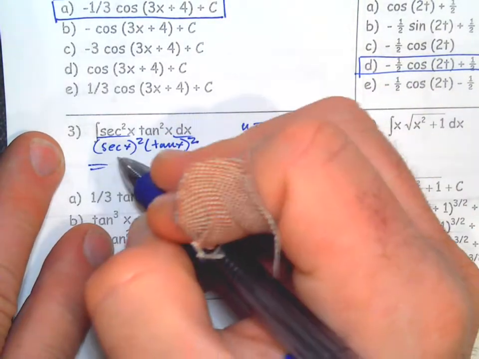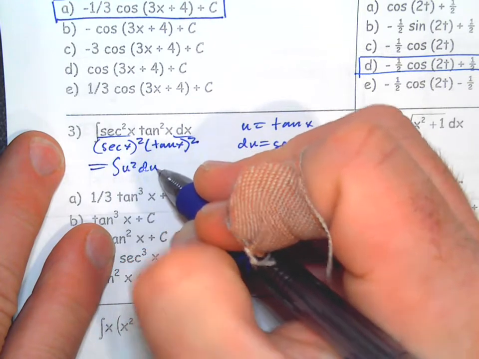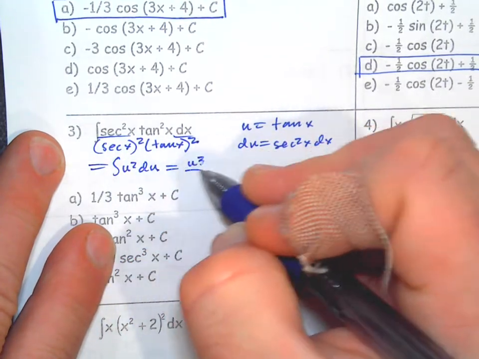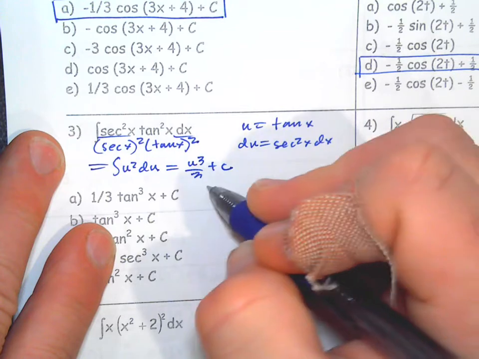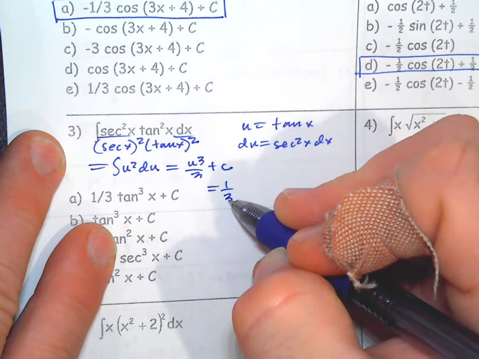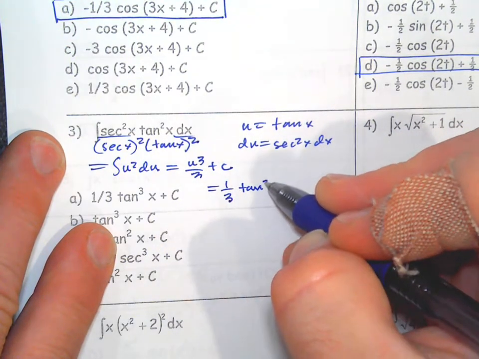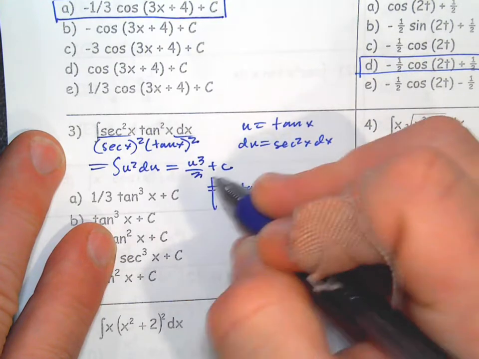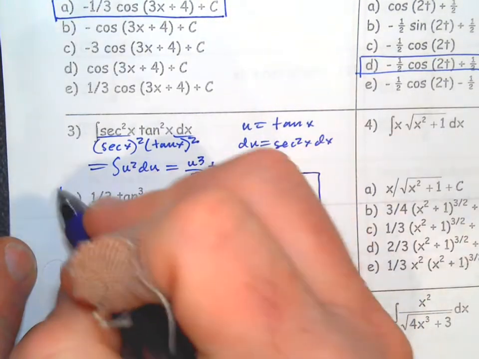So this is going to be u squared du. So it's going to be u cubed over 3 plus c. So that's going to be 1/3 tangent cubed plus c.